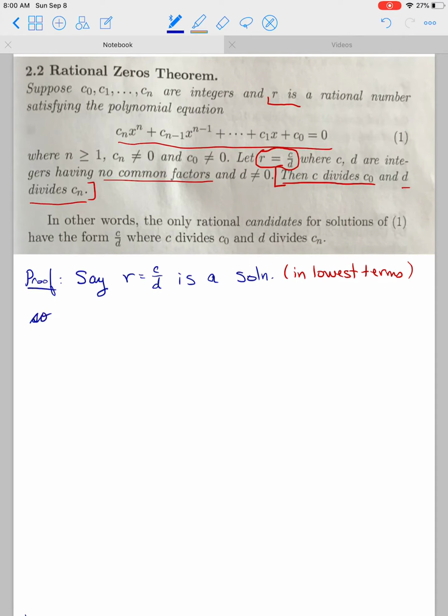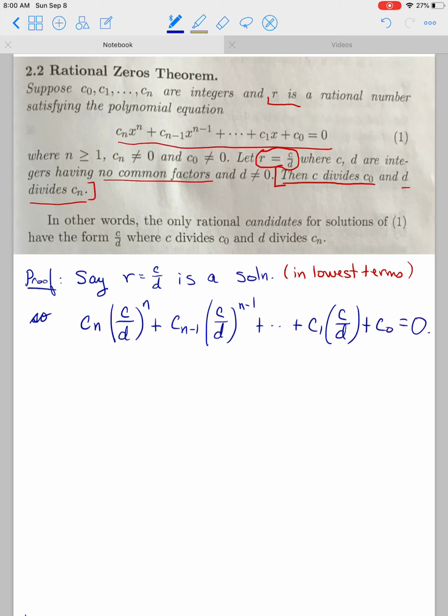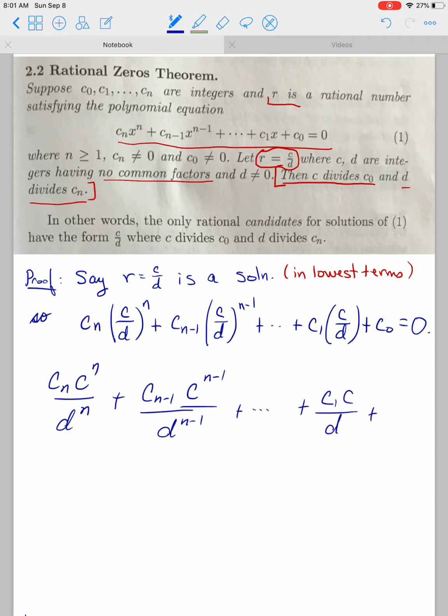So that means that if we plug it into this equation, plus dot dot dot plus c1 times c over d plus c0, that means that we're going to get 0, right? And so now what I'm going to do is I'm going to clear denominators, right? I'm going to notice that my denominator, my first term, is d to the n. My denominator of my next term is d to the n minus 1. Denominator here is going to be d. And so if I clear denominators, I'm going to multiply by d to the n.